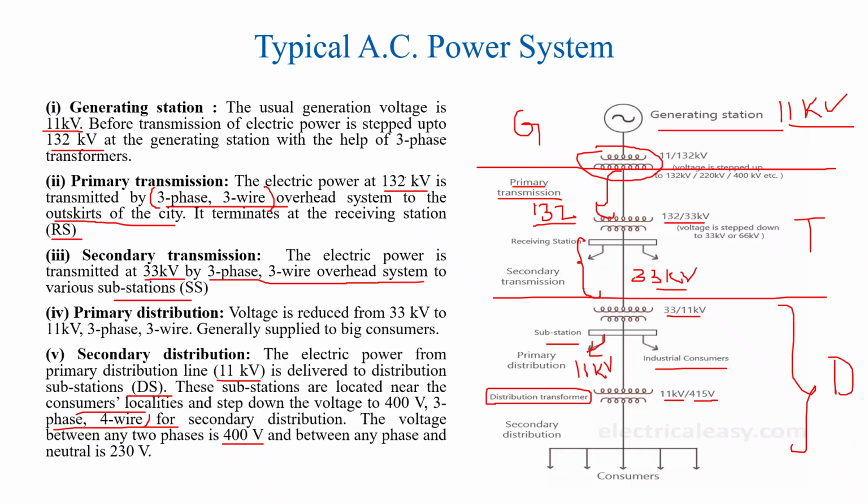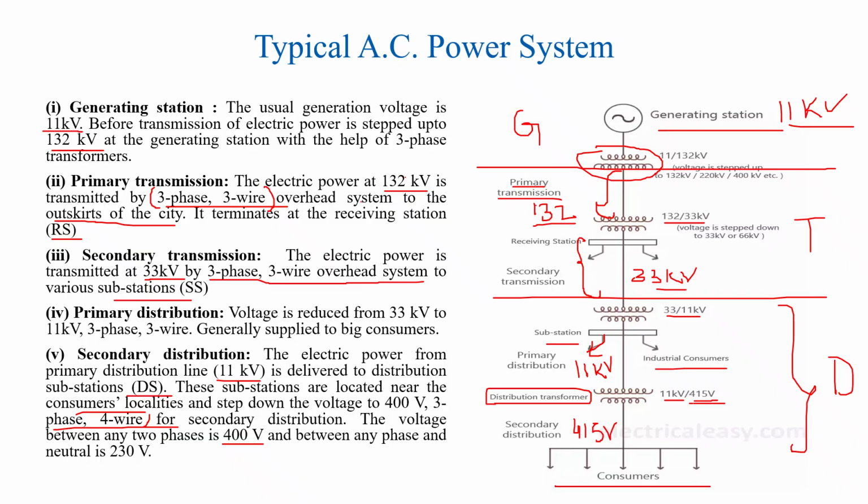Again, in the distribution substation, the voltage is further stepped down from 11 kV to 415 volt. So the voltage in the secondary distribution is 415 volt and then it goes to the consumer depending on the requirement of the consumer.